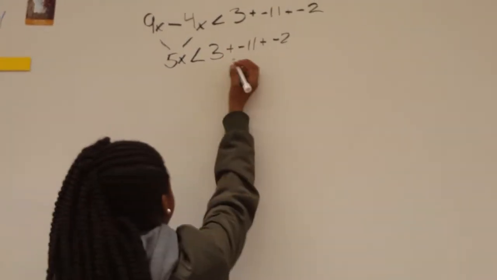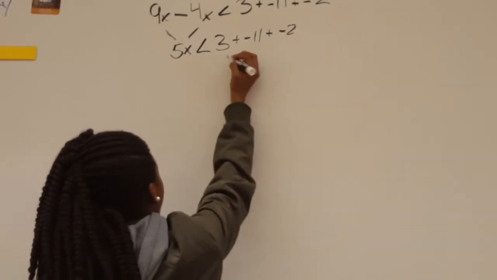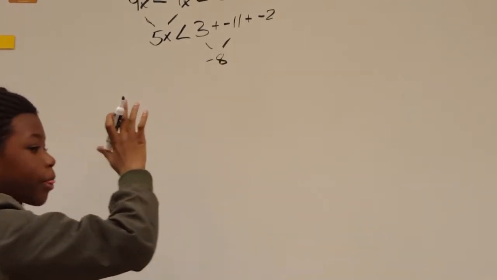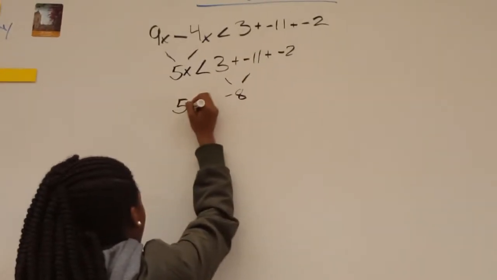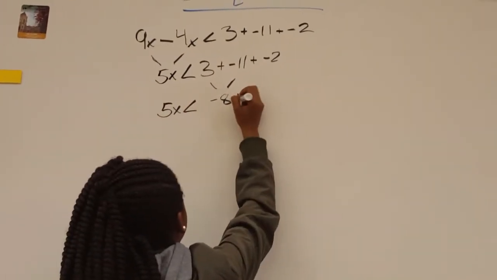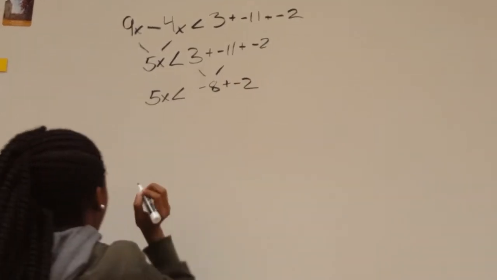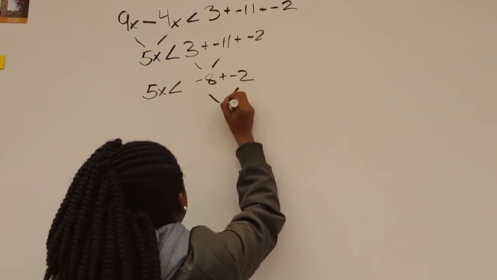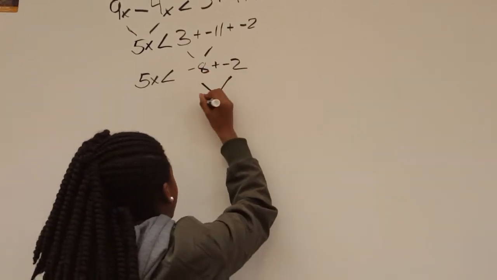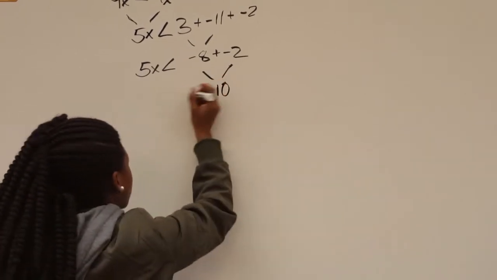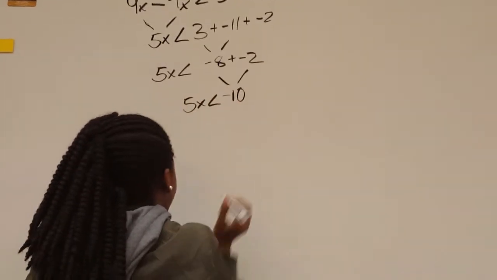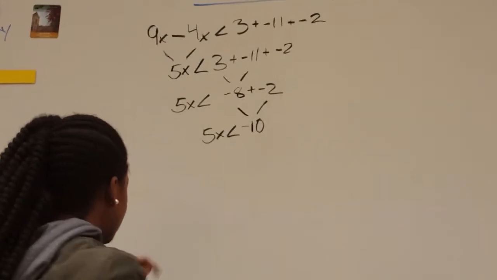Then we'll do this side. 3 plus negative 11 is negative 8 because the negatives and positives cancel out each other. Then we'll rewrite the problem as 5x is less than negative 8 plus negative 2. Then we would add negative 8 plus negative 2, which is negative 10. And then the new problem is 5x is less than negative 10. Then we will divide both sides by 5.